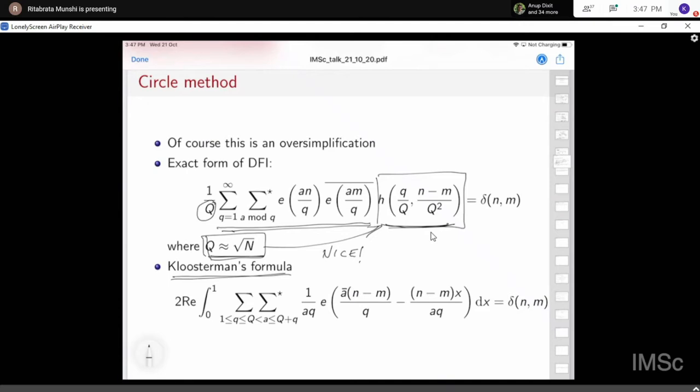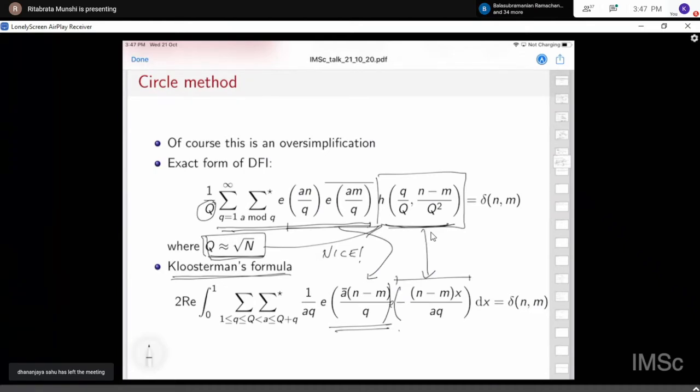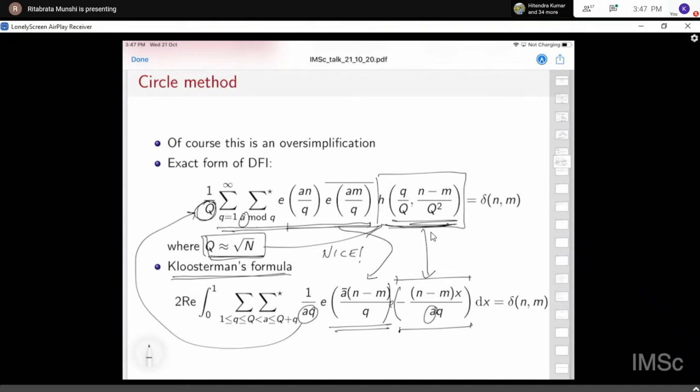So if I put a bracket over here, you can probably relate it better with the previous formula. So here, this part is basically what we had over here, more or less. But now the main problem is here, this is the function which corresponds to H. The problem here is that this A, which was not involved in H, is now involved here. So that's a big issue in the Kloosterman circle method. And this 1 by AQ is the same as the 1 by Q that you have over here.